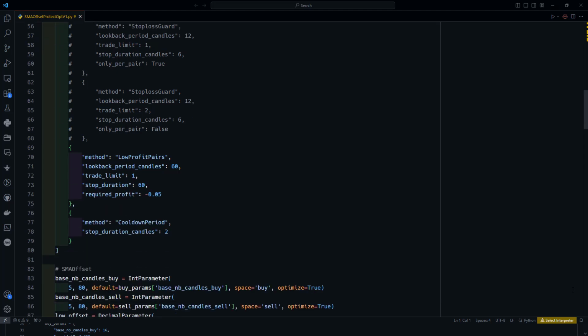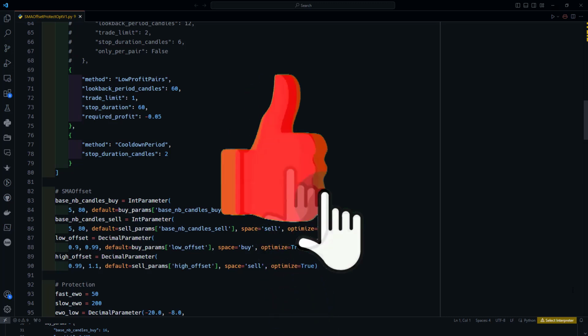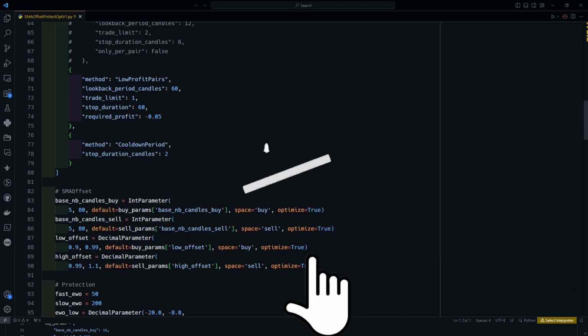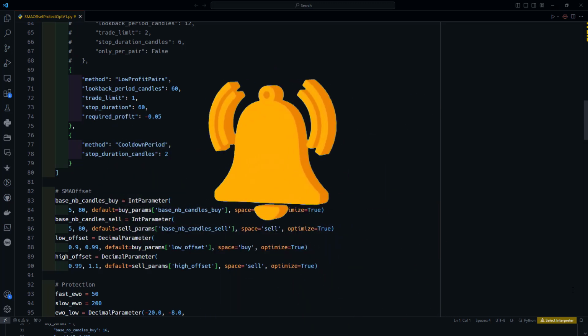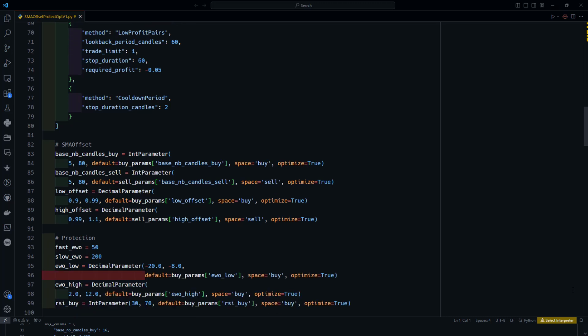Then there are some protections defined which will be used in live trading. Effectively determining that pairs with low profit will be locked or excluded from trading for the next 60 candles, when they do not have a required profit of minus 5% and at least one trade over the last 60 candles. And a cooldown period that does not buy the pair again after selling within the next two candles.